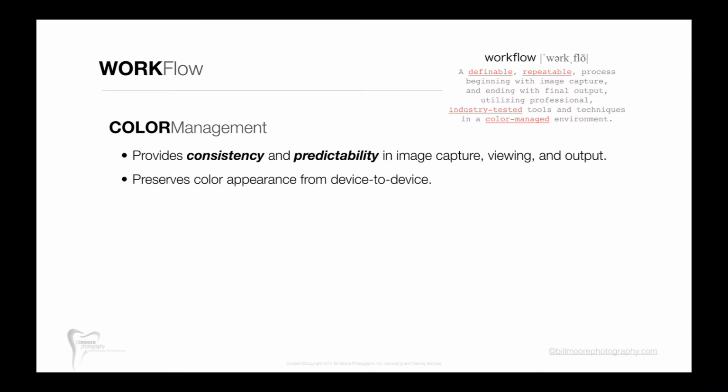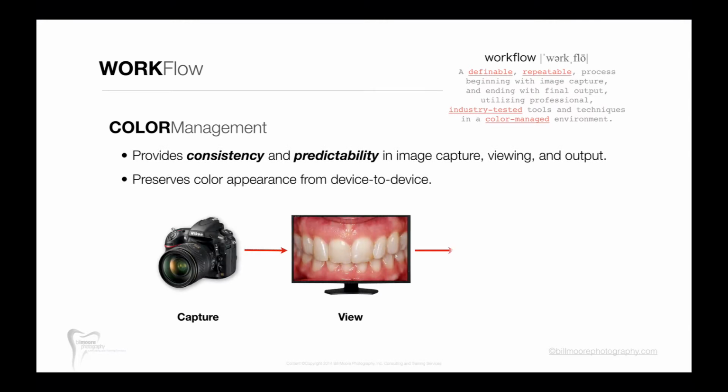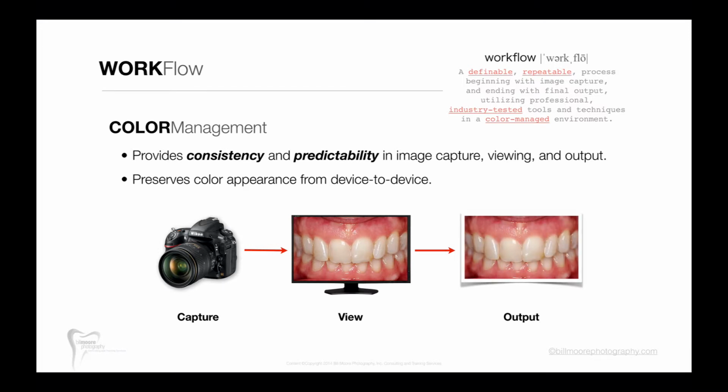Color management's pretty simple. It actually provides consistency and predictability in the image capture, viewing, and output process. So we capture images color accurately in the camera, and you can do that. I'm going to show you how to do that in this course. And then we can take those color accurate, properly exposed images and display them on a color accurate monitor.